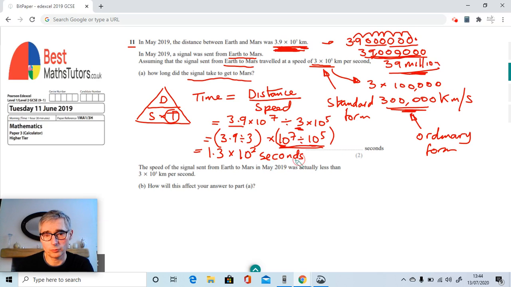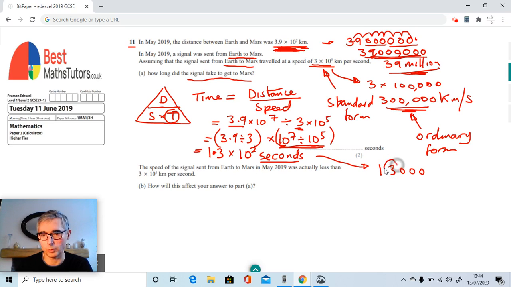So 1.3 times 10 to the 2 seconds would be our answer there. If we did want to convert it into ordinary form, it doesn't tell us that we've got to, but just to demonstrate what we would do, we would take the decimal point, and whatever number is here, it's the 2. So we can write the 1.3. I'm just going to write some zeros after it. And we can move the decimal point as many places to the right as it says here. If it was a negative number, we move to the left. Because it's positive 2, we move to the right.